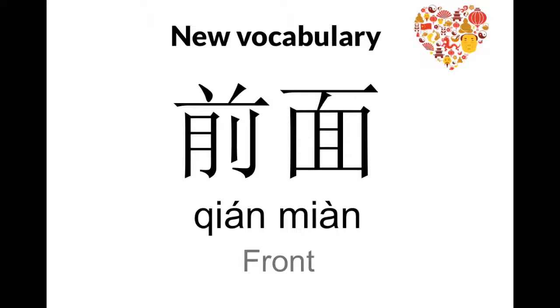Same here with 前面, second tone, fourth tone, meaning front. We see the 面 as the second character, so we know it's a direction or a relative place. And for example, when I want to sit up front in a car, I would use this 前面, meaning front.